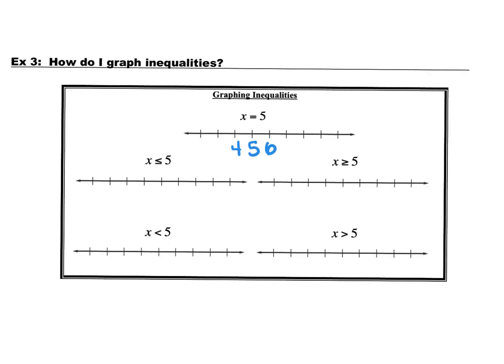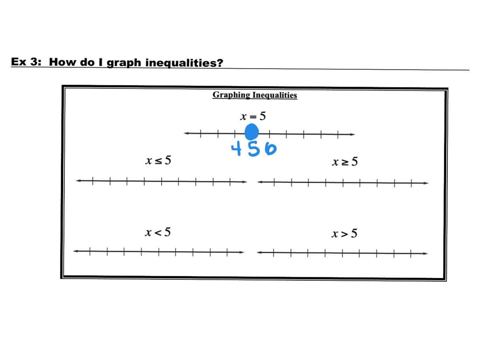Example number 3, how do I graph inequalities? So we have x is equal to 5. Now, x is equal to 5 is not an inequality, but it will help show you how to graph our other inequalities. If we were to put this on the number line, we would end up just plotting a dot. The only number that x can be is 5, so we'd put a dot there on the 5.